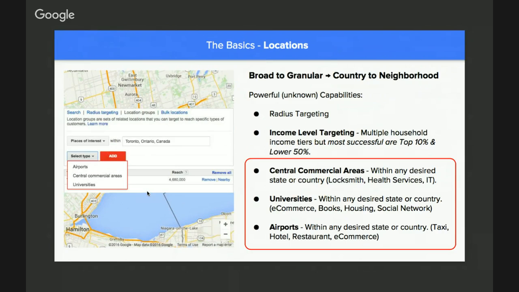So the last couple ways you can target based on locations are central commercial areas, universities, and airports. So let's say you're a locksmith or you're a health services company or an IT company. You might want to target central commercial areas. So, let's say you're targeting New York and New Jersey, but you want to target specific areas within them that have a lot of businesses. It would be much easier for you to target central commercial areas rather than trying to find every single city and then plug that in as you go. Central commercial areas kind of does all of that for you.